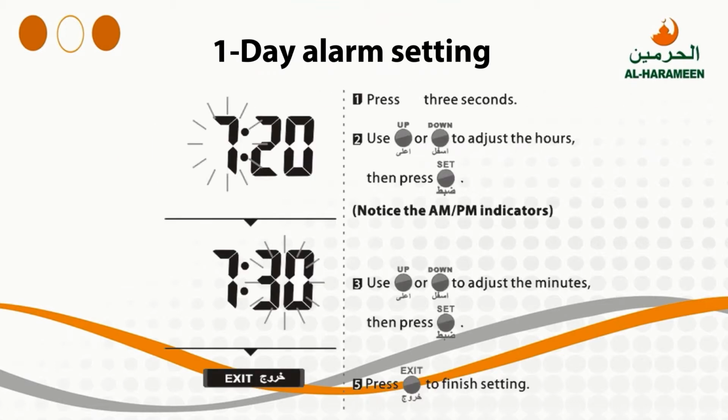1. Press 1/alarm 3 seconds. 2. Use up or down to adjust the hours. Then press set. Notice the AM/PM indicators. 3. Use up or down to adjust the minutes. Then press set. 4. Press exit to finish setting.